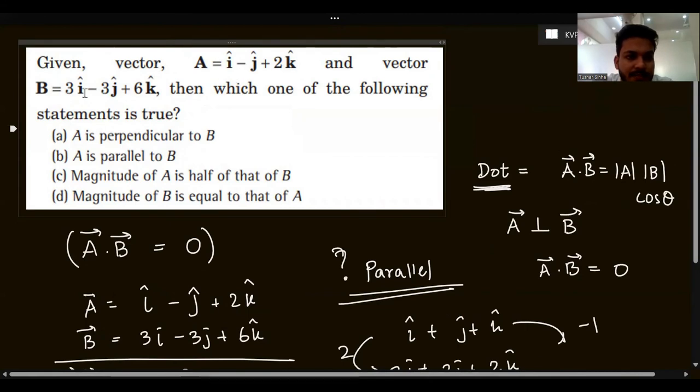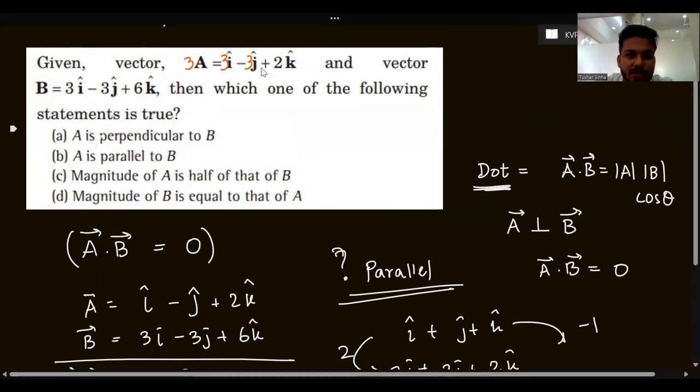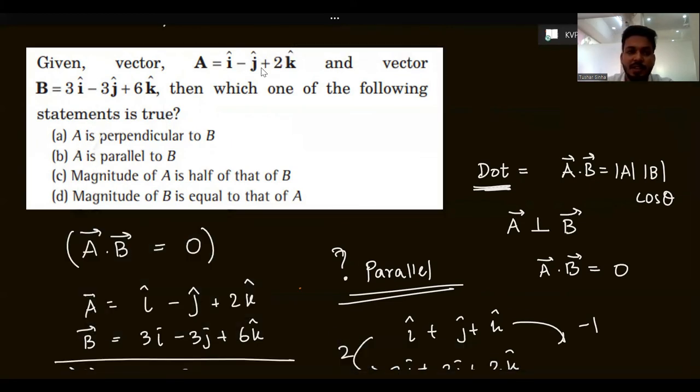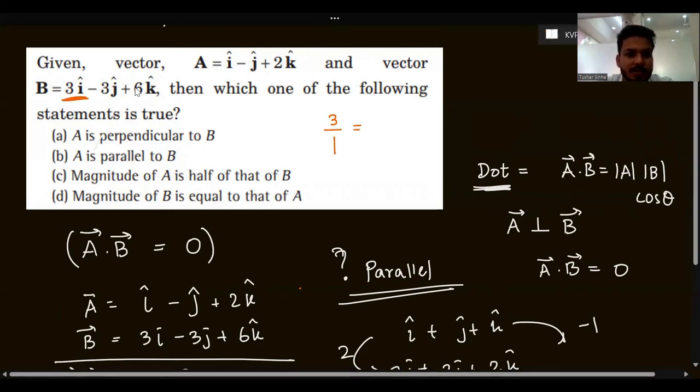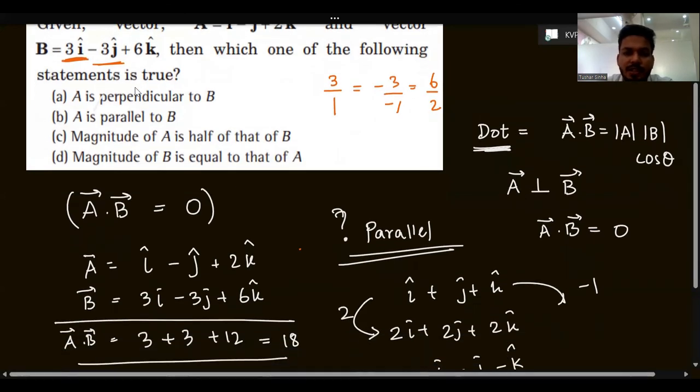In this, if you see A vector and B vector, if I multiply A vector by the number 3, I'll get the B vector. Yes or no? Check it yourself. If I multiply A vector with 3, this would become 3i cap minus 3j cap and 6k cap. This exactly matches with B. So that means these two vectors are parallel. So how do you check the parallel nature? You just divide the components. If you're getting the same number, that means they are parallel. For example, x component of B is 3, so 3 divided by 1 is equal to minus 3 divided by minus 1, and this is equal to 6 divided by 2. So all you have to do is check this ratio: bx by ax, by by ay, and bz by az.